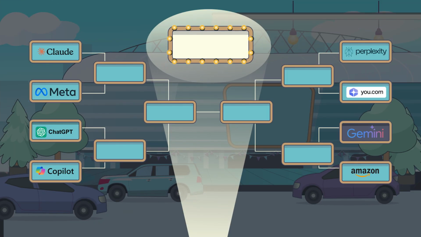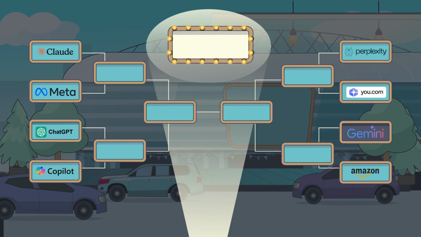Number 1 seed Claude versus number 8 seed Meta AI. Number 2 seed Perplexity versus number 7 seed U.com. Number 3 seed Google Gemini versus number 6 seed Amazon Chatbot. And number 4 seed ChatGPT versus number 5 seed Copilot.